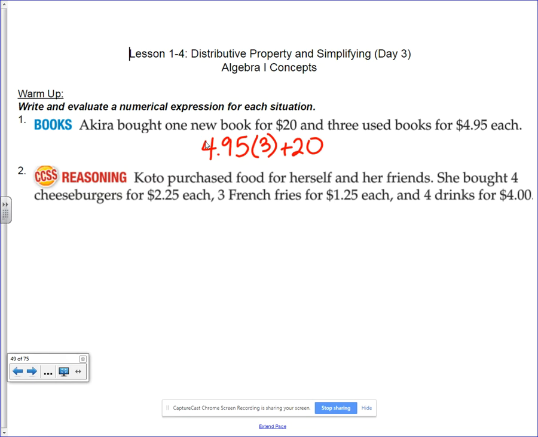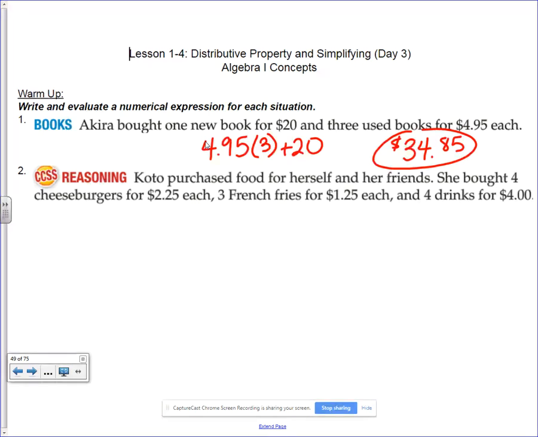Now, I want you to figure out what that cost would actually be. So, type it in your calculator and tell me how much would she have actually spent. Say it again. $34.85. Okay. Are you okay? All right.